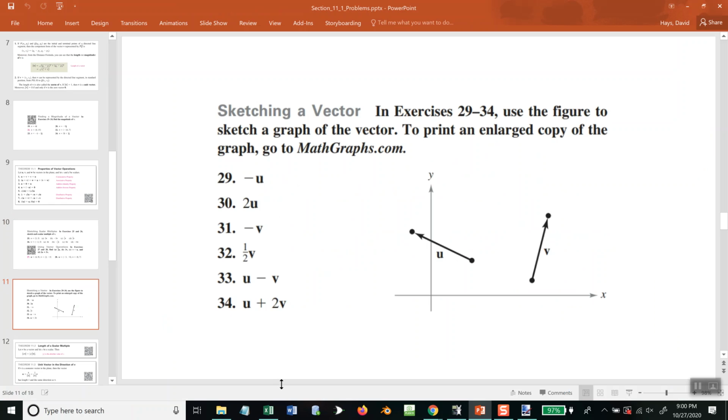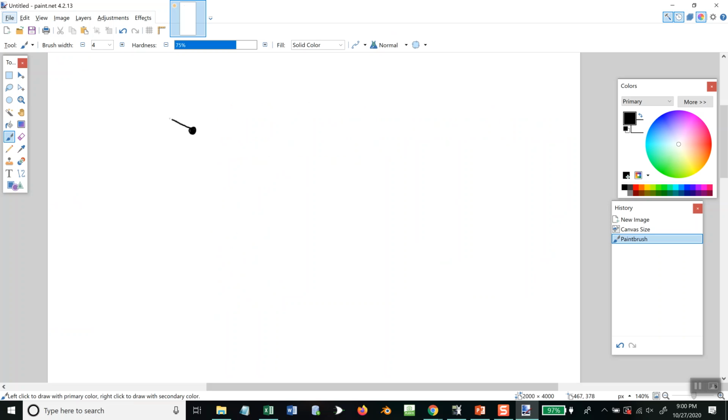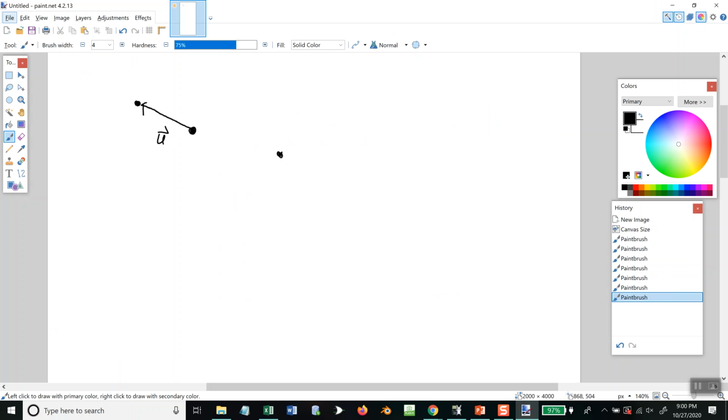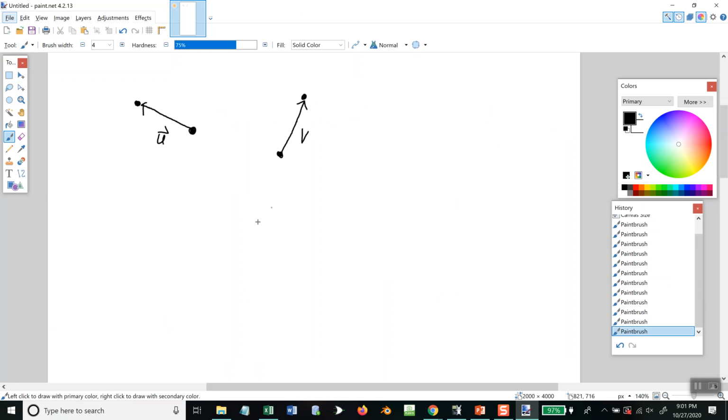Now these say use a figure to sketch a graph of the vector. So this helps you understand the concept, although you've kind of already seen it. I'm not very good at these, so use your imagination. I've already screwed it up, but that's okay.